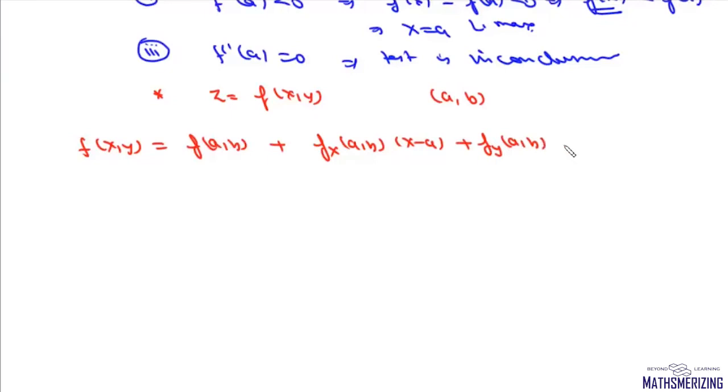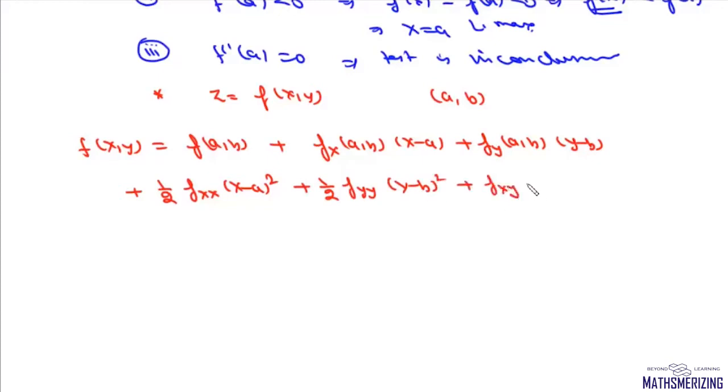plus f_y(a,b) into (y minus b), plus 1 by 2 f_xx (x minus a) squared, plus 1 by 2 f_yy (y minus b) squared, plus f_xy (x minus a)(y minus b), and this series will continue. Now we know that at critical point (a,b), the first derivatives f_x and f_y are 0. So both these partial derivatives are 0.